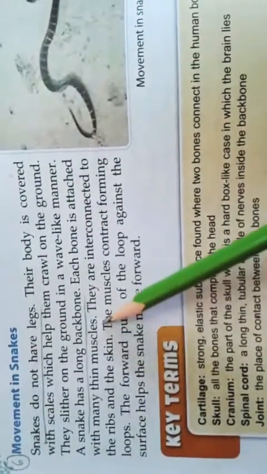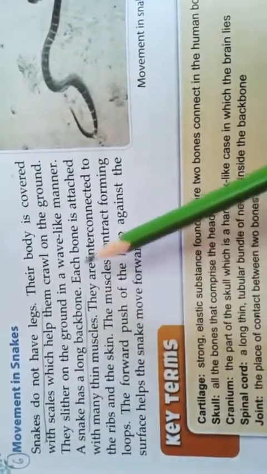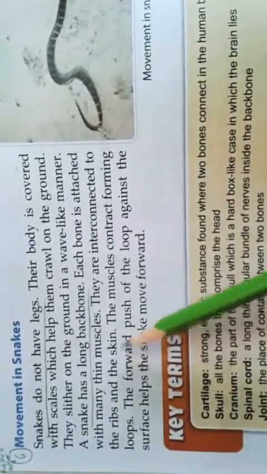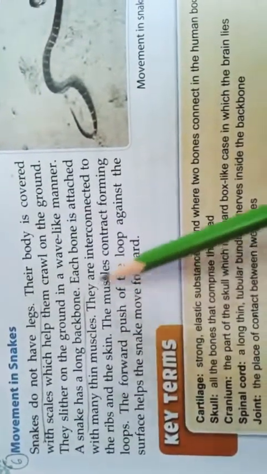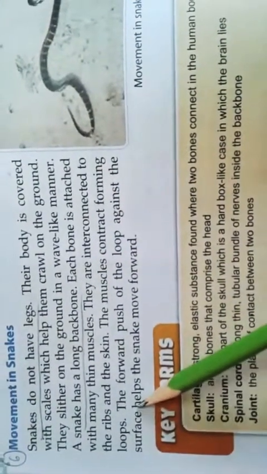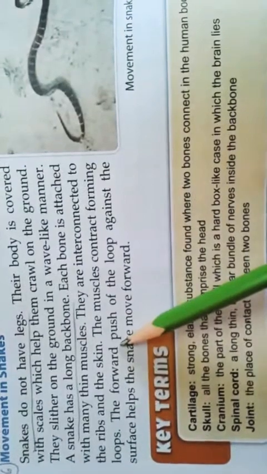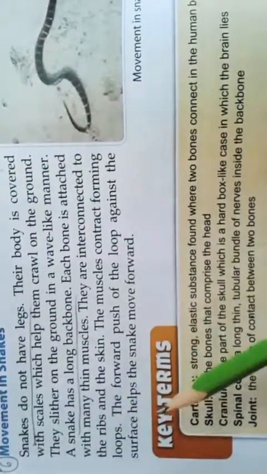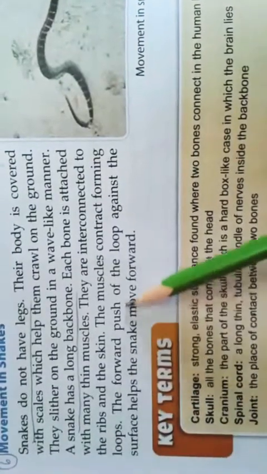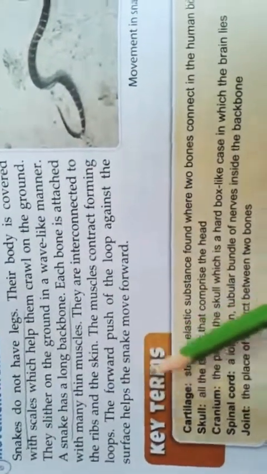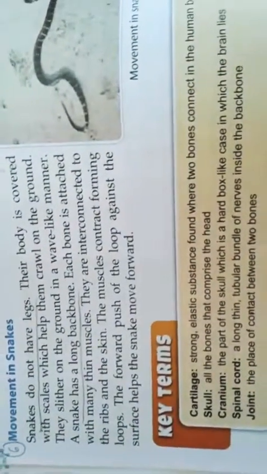A snake has a long backbone. Each bone is attached with many thin muscles. They are interconnected to the ribs and the skin. The muscles contract, forming loops. The forward push of the loop against the surface helps the snake move forward.